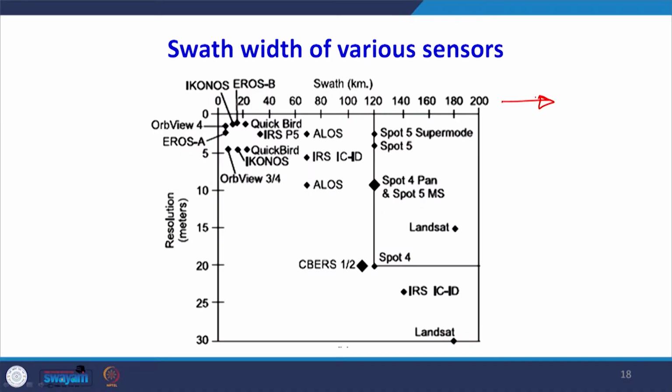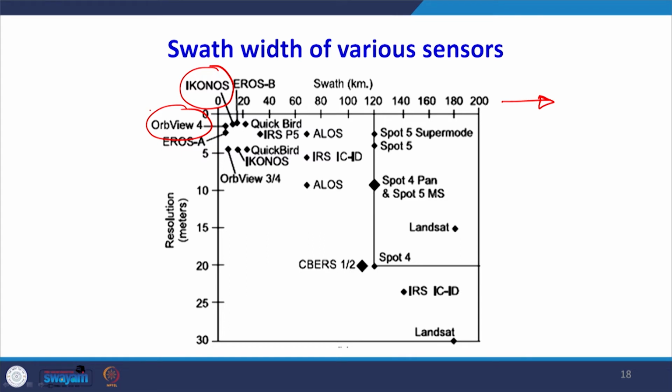Now, this diagram shows that different satellites have different swath widths. The x axis shows swath width up to 200 kilometers, and the y axis shows resolution. There are satellites covering a small area, but giving high resolution images. We know that when the area covered is small, the resolution becomes very high. For example, the Ikonos or Orbview satellites have a smaller swath area and very good resolution.